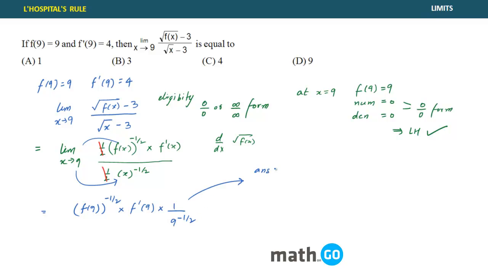So the answer to this particular problem would be f(9). We know f(9) is 9, so it becomes 9 raised to power minus 1 by 2 divided by 9 raised to power minus 1 by 2 into f dash 9. f dash 9 is nothing but 4. So the answer to this particular problem comes out to be 4. That is the C option. This is how you have to apply L'H rule in questions.